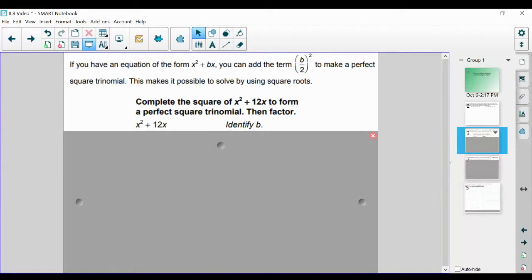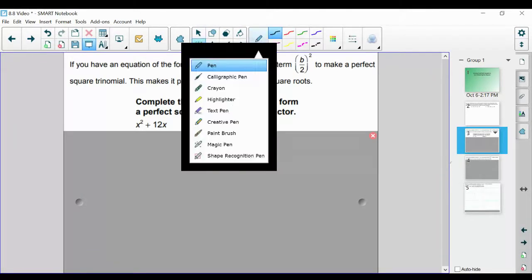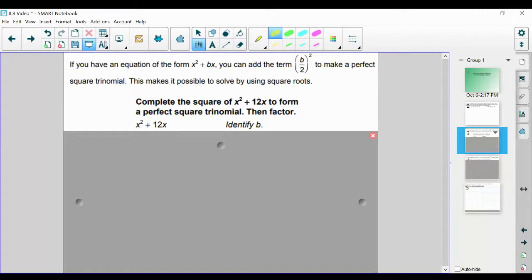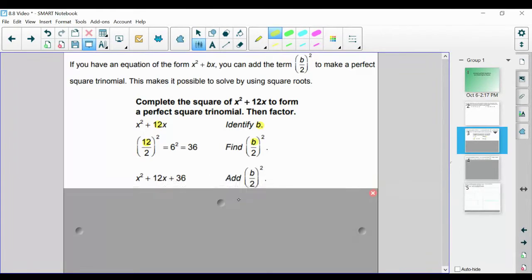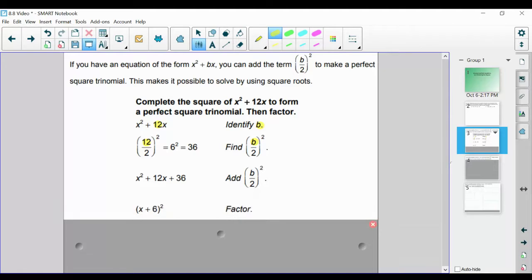So we start out with x squared plus 12x. We have to identify our b value. Our b value is going to be 12. We'll take half of our b value and square it. Half of 12 is 6, and we square it, and that's 36. Now we're going to add 36 into our expression. So x squared plus 12x plus 36. And now we have a perfect square trinomial, and we can factor it as x plus 6 squared.